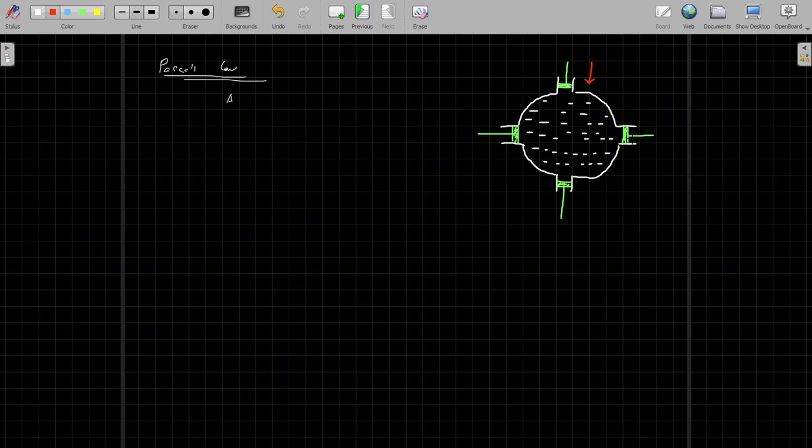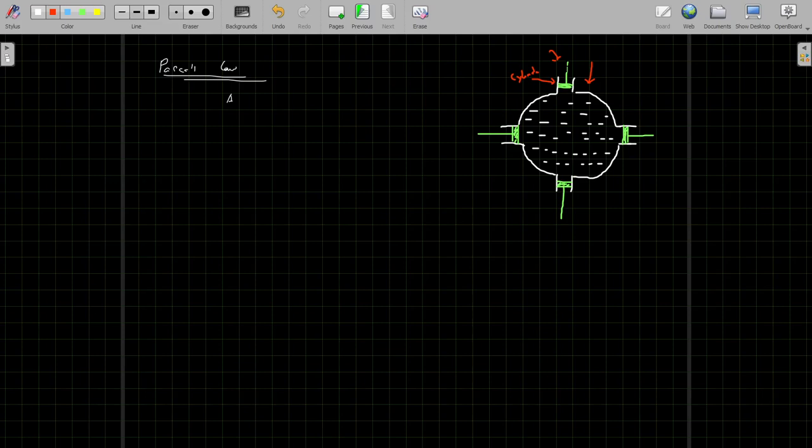This is a sphere fitted with 4 pistons. Pistons are easily movable over these small cylinders. They can move very freely, they can go out. These are called pistons, and this is the cylinder. If you push this piston, what will happen to the remaining 3?